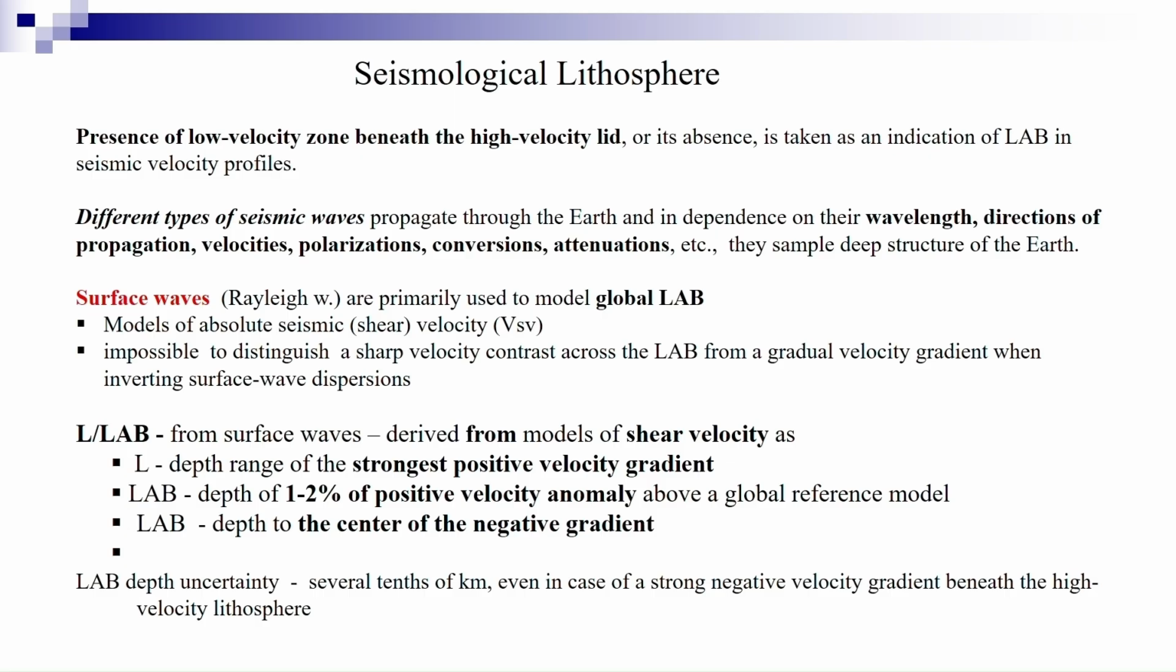The lithosphere thickness can be derived from models of absolute shear velocity as the depth range of the strongest positive velocity gradient. The LAB is often associated with a depth of 1 to 2% positive anomaly above a global reference Earth model of shear velocity, or with a depth of the center of the negative gradient. Uncertainty of the LAB depth is several tens of kilometers, even in case of a strong negative velocity gradient beneath the high-velocity lithosphere.